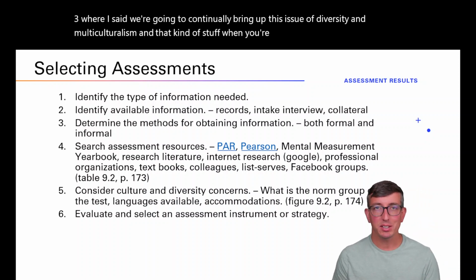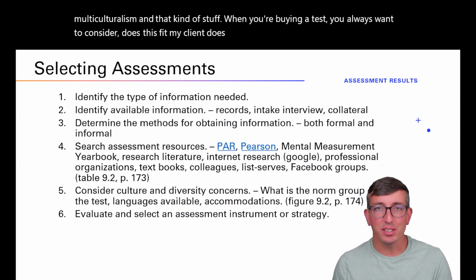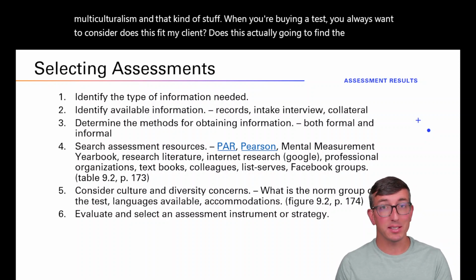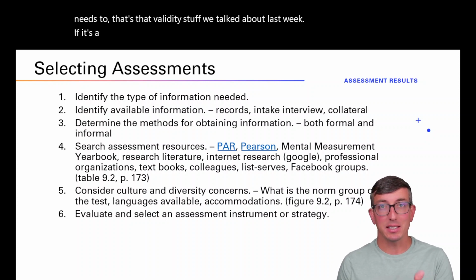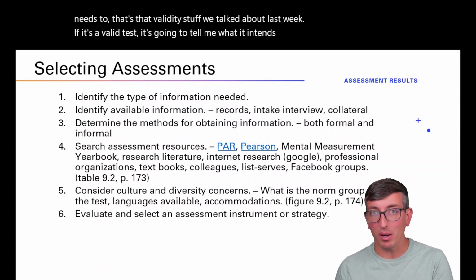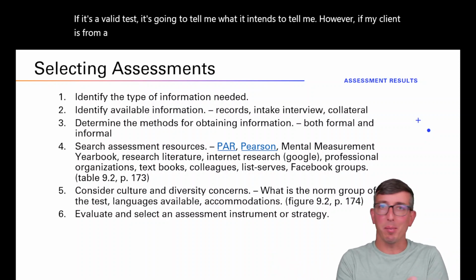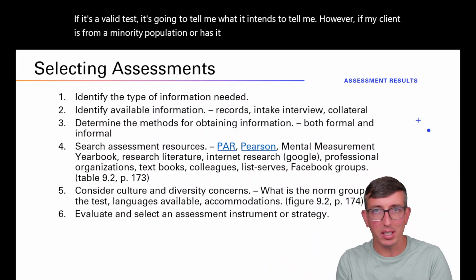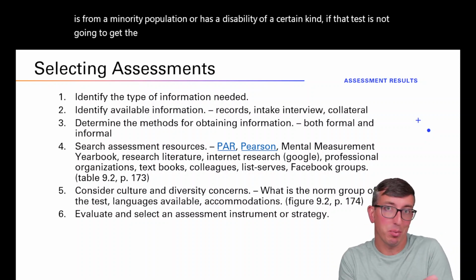When you're buying a test, you always want to consider, does this fit my client? Is this actually going to find the information it needs to? That's that validity stuff we talked about last week. If it's a valid test, it's going to tell me what it intends to tell me. However, if my client is from a minority population or has a disability of a certain kind, and that test is not going to get the information accurately, then you probably don't want to use it.